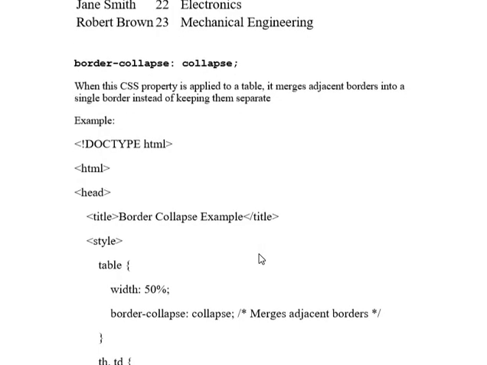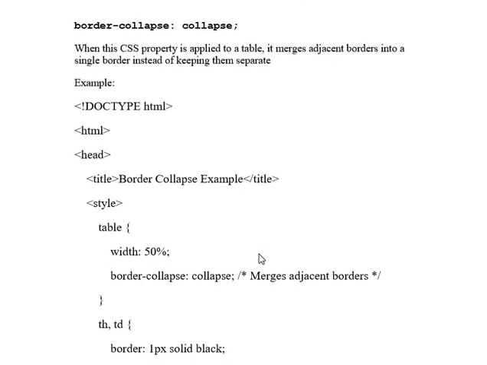Now we'll understand one of the CSS properties that we are applying to the table. So the property is border-collapse: collapse. This is one of the CSS properties. CSS stands for cascading style sheet, and the different properties of CSS we can apply to our HTML source. So here we are going to apply this CSS property to a table, which is used to merge the adjacent borders into a single border instead of keeping them separate.